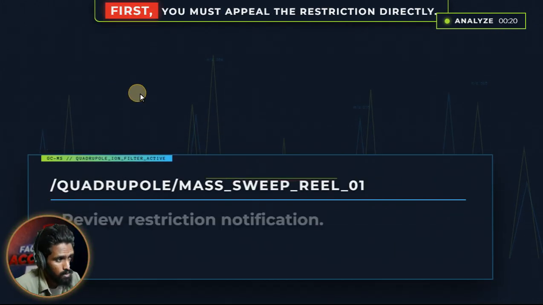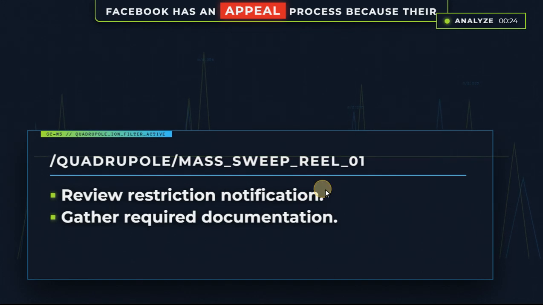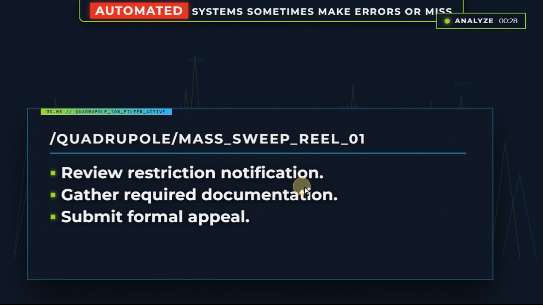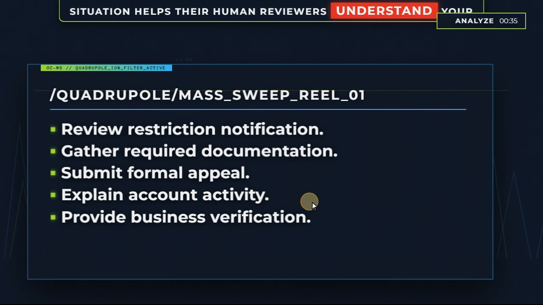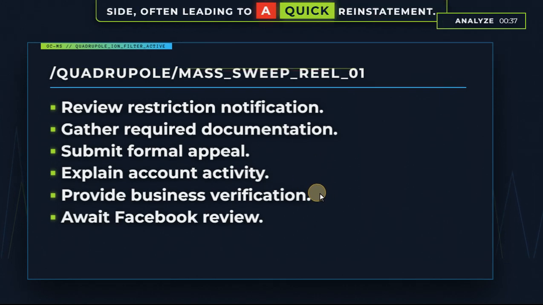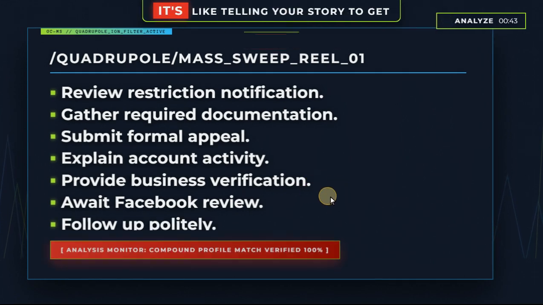First, you must appeal the restriction directly. Facebook has an appeal process because their automated systems sometimes make errors or miss details. Providing clear evidence and explaining your situation helps their human reviewers understand your side, often leading to a quick reinstatement. It's like telling your story to get a fair review.